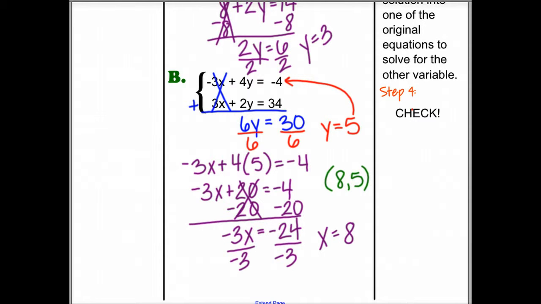And you can go ahead and plug those back in. 8 times negative 3 is negative 24. 4 times 5 is 20. Negative 24 plus 20 is negative 4. And 3 times 8 is 24. 2 times 5 is 10. 24 plus 10 does in fact equal 34. So we know that it is correct.